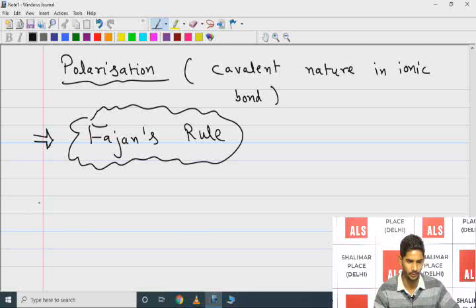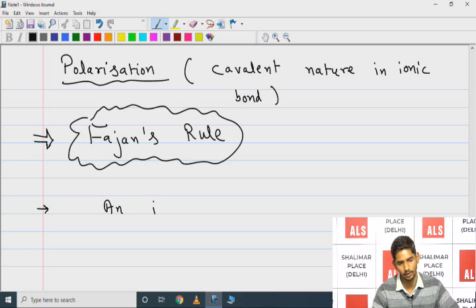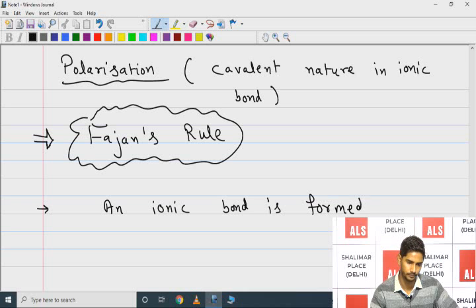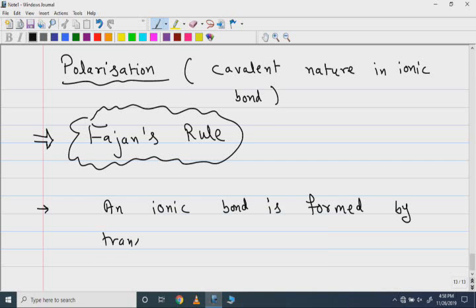So first of all, let's write the definition of the ionic bond, and then we'll proceed with this one. Just write down: an ionic bond is formed by transfer of valence electrons. This is the formation of the ionic bond.